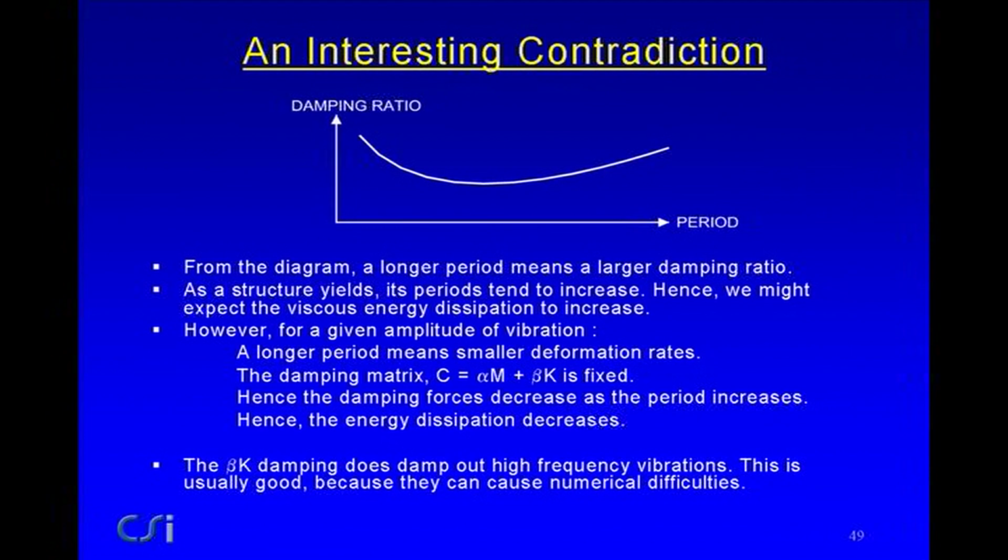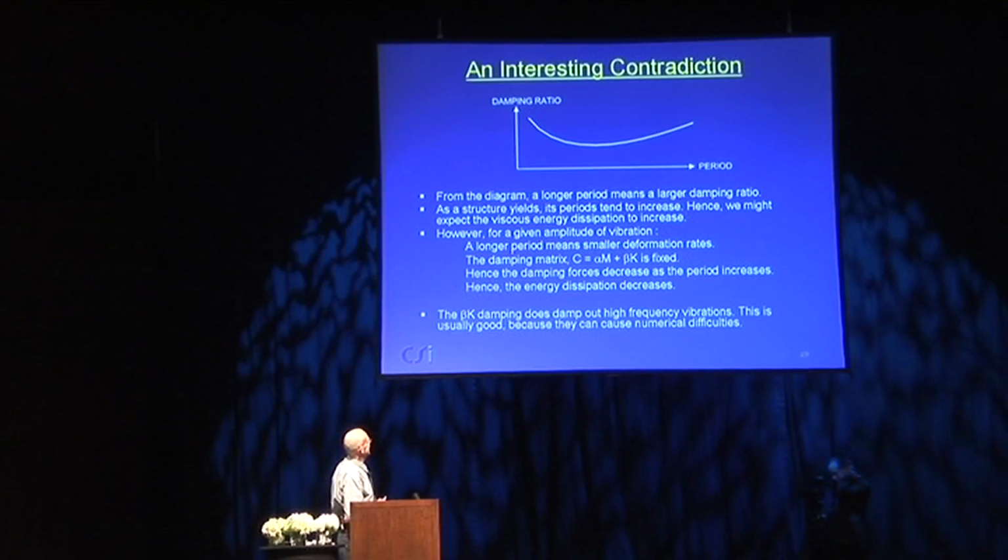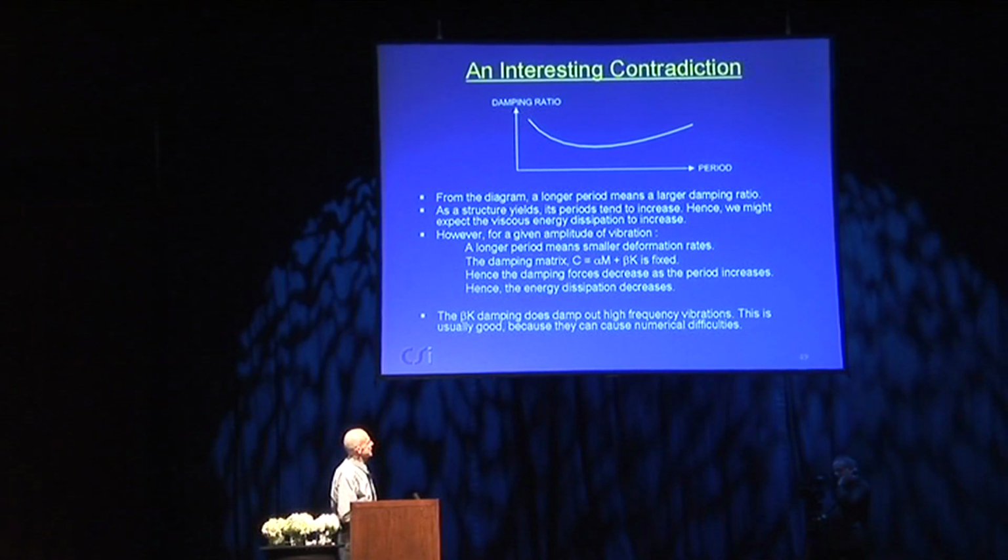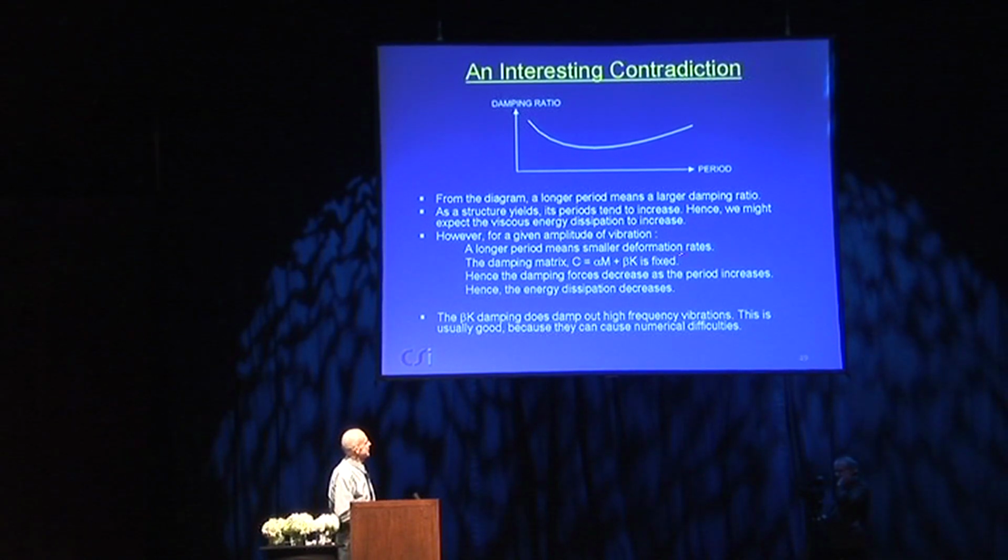Let's take a given amplitude of vibration, and suppose that the period is increased. So it's vibrating over a given amplitude, and it yields, and so the period increases. A longer period means smaller deformation rates, but the damping matrix C is a fixed quantity. If you have smaller deformation rates, you have smaller damping forces as the period increases. This means you get less energy dissipation as the period increases. The point I want to make is that if you look at this curve, you think, oh yeah, as the period increases, I'm going to get more energy dissipation. In fact, the opposite is true, you get less. It's just something to think about.